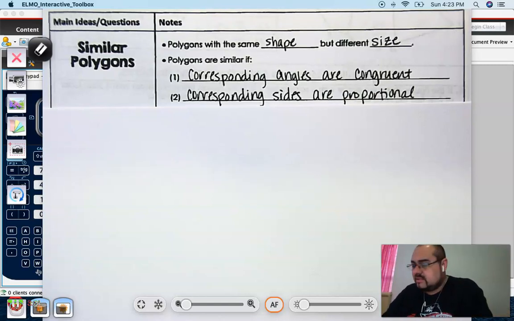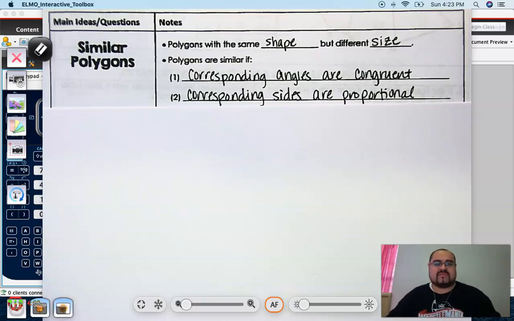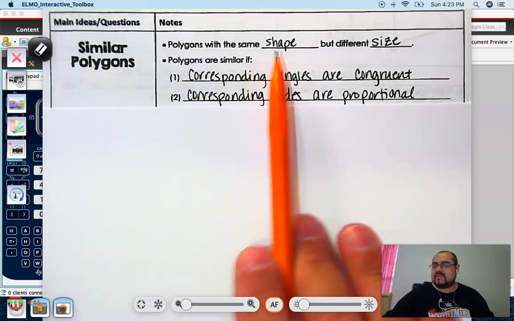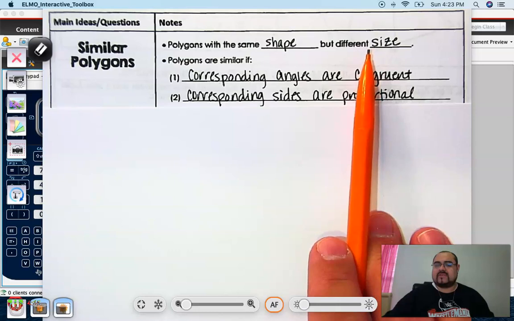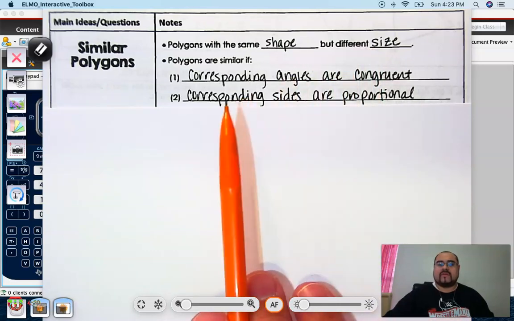Similar polygons are polygons with the same shape but different size. Similar, of course, is different from congruent, and we've talked about this before. Congruent means that everything is the same. The angles are the same and the sides are the same. But with similar it is a little bit different. The shapes look the same, but the sizes are different. Again, this should be review from what we talked about before going on spring break.